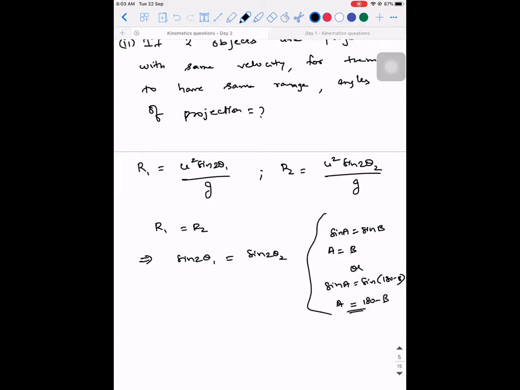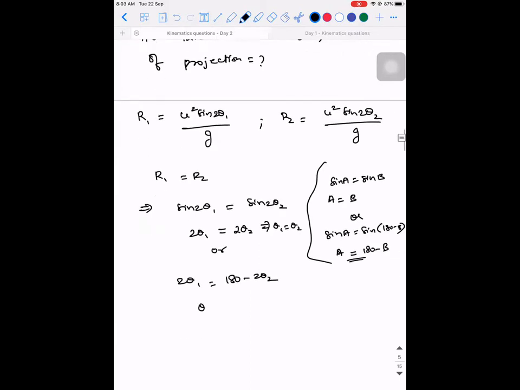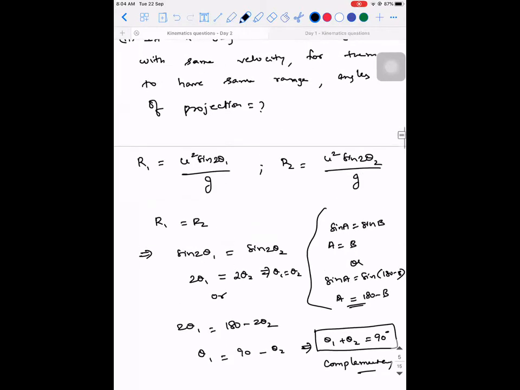Apply the same logic here. 2 theta 1 should be equal to 2 theta 2, which implies theta 1 is equal to theta 2, or 2 theta 1 should be equal to what? 180 minus 2 theta 2. So what is theta 1? Theta 1 will be equal to 90 minus theta 2. Theta 1 plus theta 2 is how much? So when this kind of scenario of equal ranges happens, what should be the relation between the angles? The angles are supposed to be complementary. Yes, they are complementary angles. Is it clear, guys?